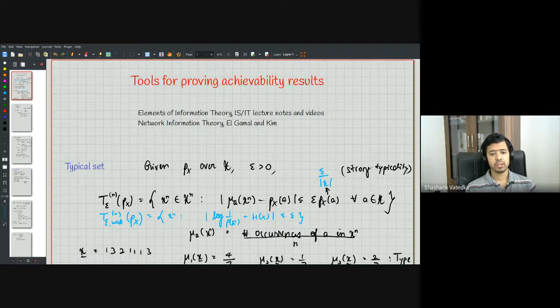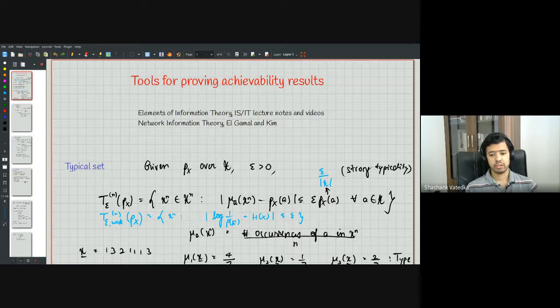Right. So now we are looking at tools which will be used to prove achievability theorems. Basically, results which say that if you operate at a certain rate below capacity or within the capacity region, then you can drive the probability of error down to zero. And so all of this is extensively based on the idea of typicality and typical sets.